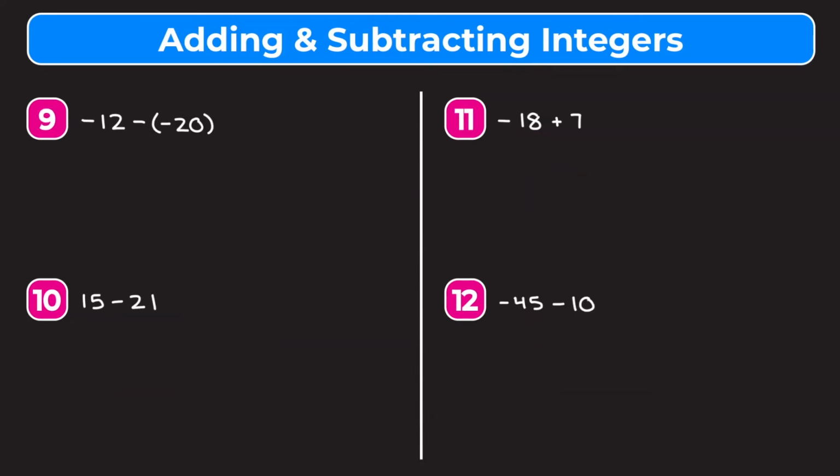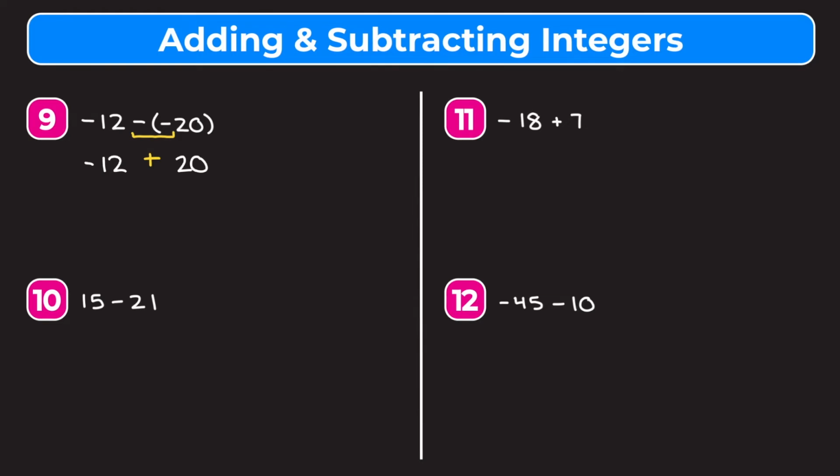So if we look at number 9, we have negative 12 minus negative 20. So these numbers are pretty big, so it might be hard for you guys to draw a number line for these problems. So we're just going to think about it using a number line in our heads. So first, what we want to remember is that a minus minus turns into a plus. So this is really negative 12 plus 20.